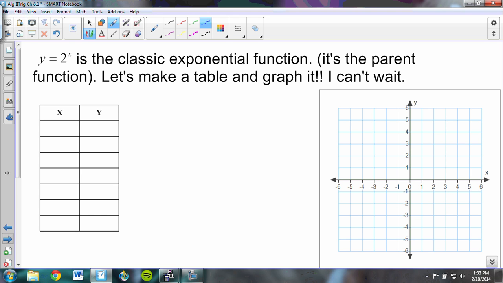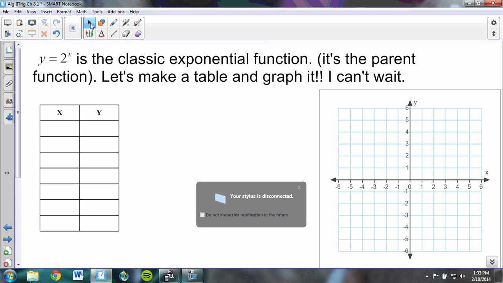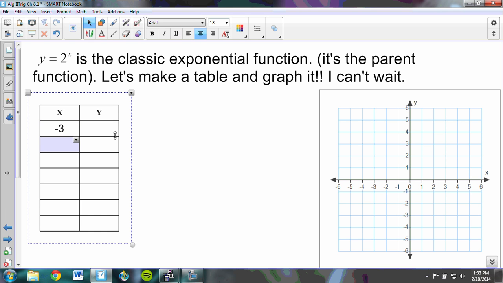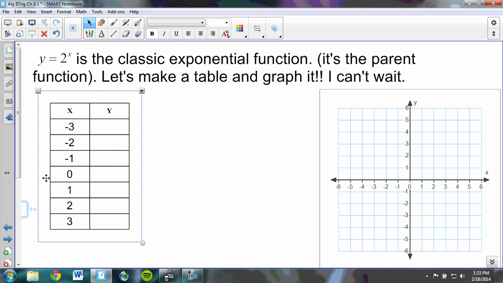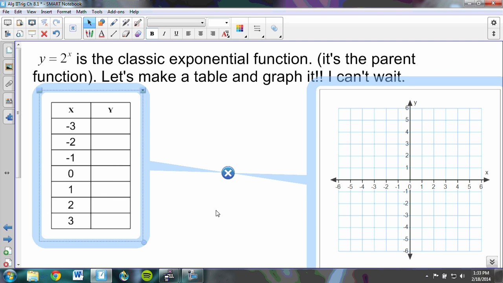Y equals 2 to the x is the parent function. It's the basic, plain, simple one, and we're going to graph it. I'm actually going to do this over on the computer, so you can follow my mouse as I do it from here, and I'll talk a little quieter now. We're going to graph from -3 to 3. And of course you can follow along at home or just watch as I go. And I'm going to plot the points over here as we go.